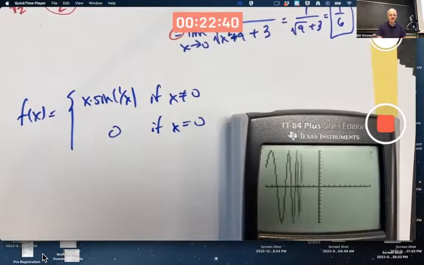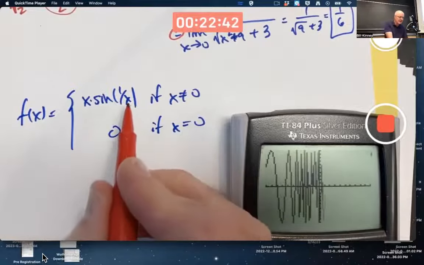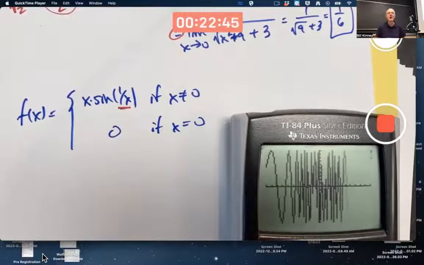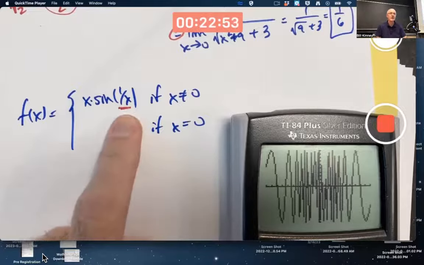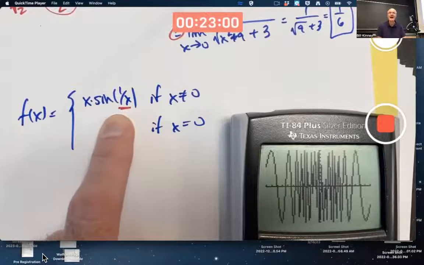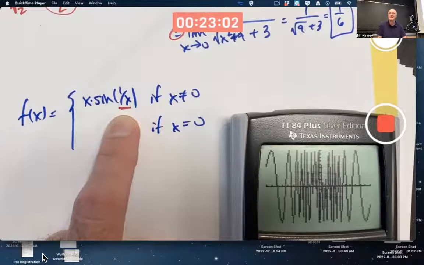Why is it oscillating infinitely often? It's effectively because the 1 over x, as x goes to 0, if x is positive, say, 1 over x is going off to infinity as x goes to 0. The inputs of this are getting arbitrarily large as x goes to 0. So I've got sine of inputs, the inputs themselves getting arbitrarily large as x goes to 0. Therefore, the sine's got to go through infinitely many oscillations. That's the intuition behind what we see here.